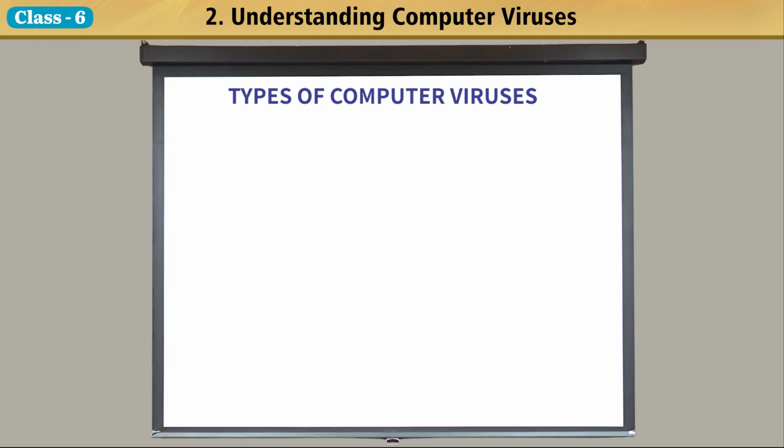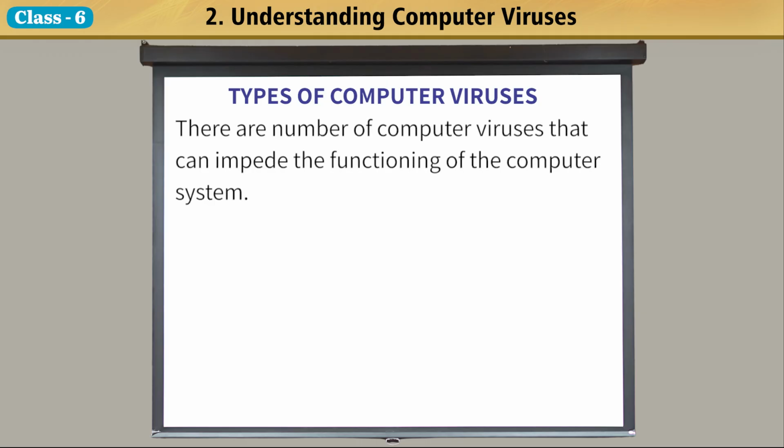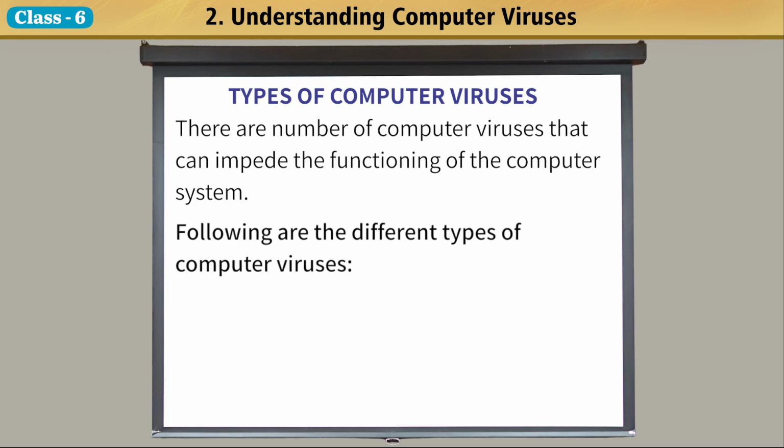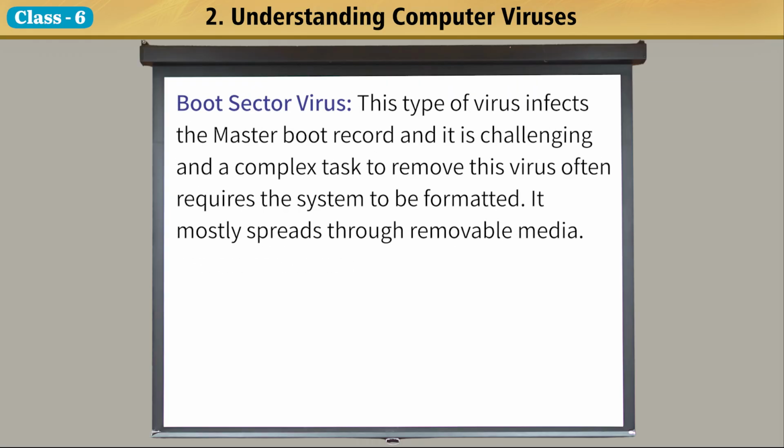Types of computer viruses. There are a number of computer viruses that can impede the functioning of the computer system. Following are the different types of computer viruses. Boot sector virus. This type of virus infects the master boot record and it is a challenging and complex task to remove this virus; it often requires the system to be formatted. It mostly spreads through removable media.